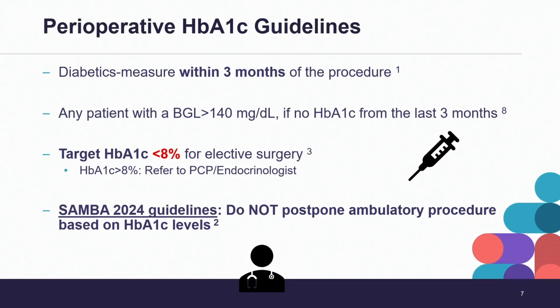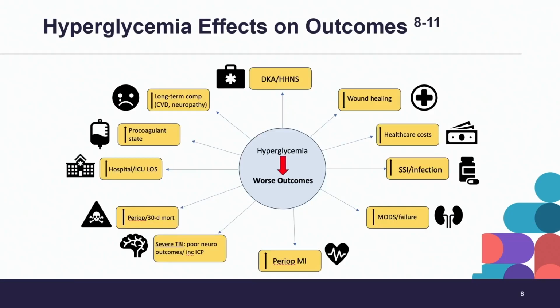What are the recommendations over labs? Ideally, anybody with known diabetes should have an HbA1c measured within 3 months of their scheduled procedure. Target HbA1c is less than 8%. So the HbA1c shouldn't necessarily guide whether or not you're going to cancel the case. It should be more the glucose that's driving that. However, if you have some time and your HbA1c is above 8%, you may want to optimize the patient prior to surgery.